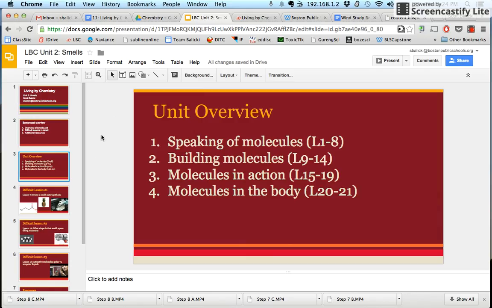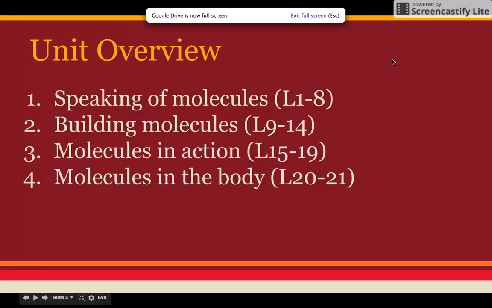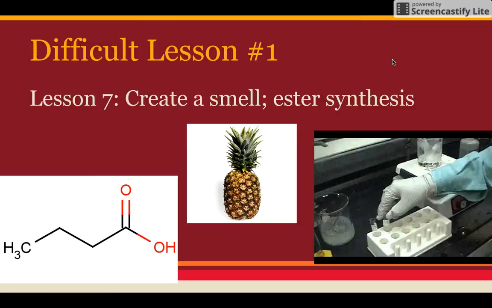So this unit has what I've considered to be 3 particularly difficult lessons worthy of more discussion. The first one is lesson 7, create a smell. This is a lab experiment and will require a lot of thought in your context in order to set it up properly so that students can discover that they can synthesize new smells in a safe manner.